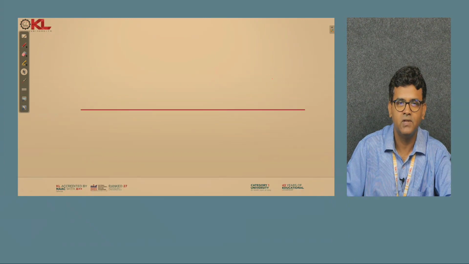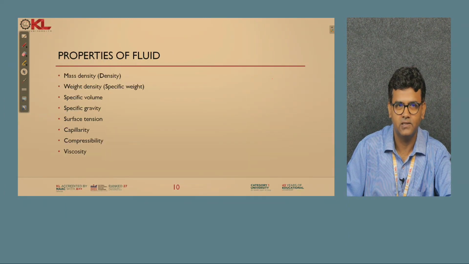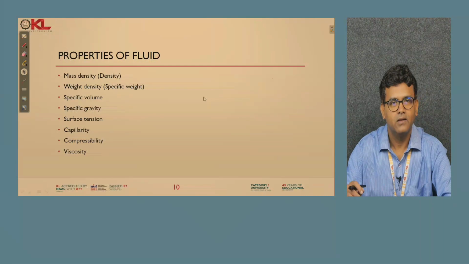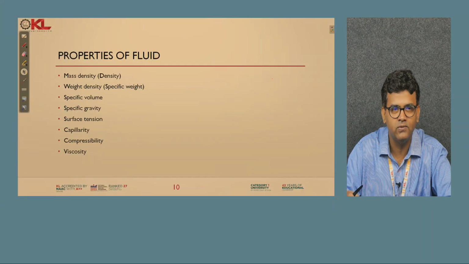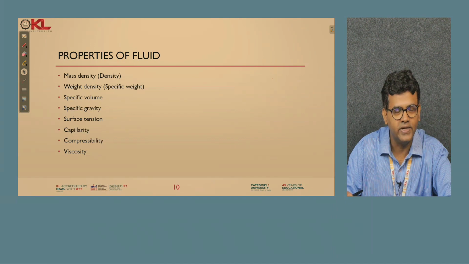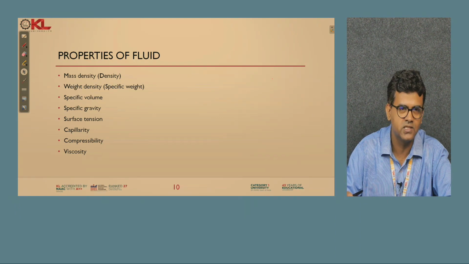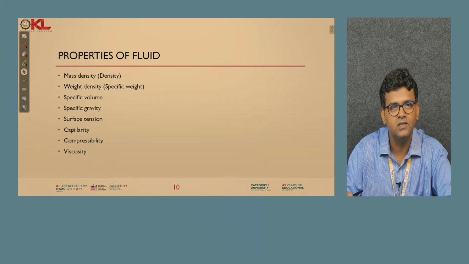Here, fluids means we are dealing with liquids. Various kinds of fluid properties are there. A few of them are listed here: mass density, also called density, weight density, that is called specific weight, specific volume, specific gravity, surface tension, capillarity, compressibility, viscosity. These are the few listed properties of the fluid. We will discuss them one by one.